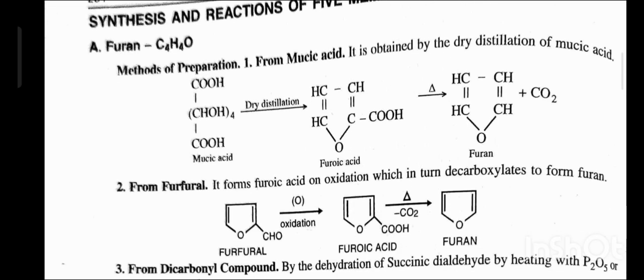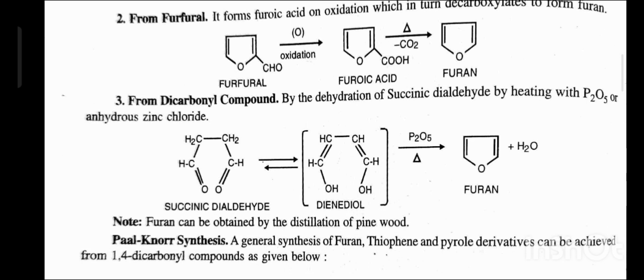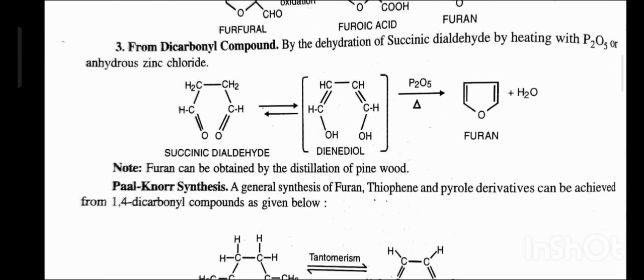Second, furfural. It forms furoic acid on oxidation, which in turn decarboxylates to form furan. Third, from a dicarbonyl compound. The dehydration of succinaldehyde by heating with P2O5 or anhydrous ZnCl2 gives furan. Furan can also be obtained by distillation of pine wood.